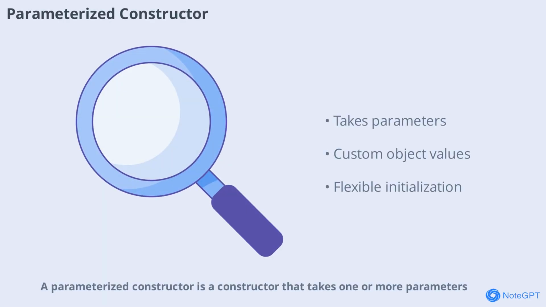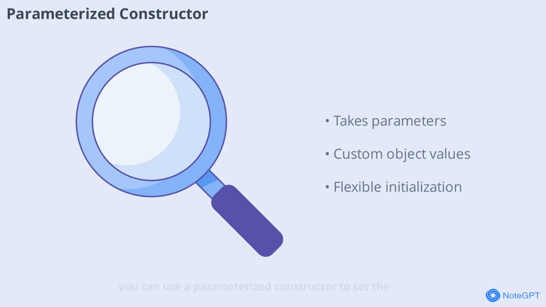Parameterized constructor is a constructor that takes one or more parameters. This allows you to create objects with specific initial values. For example, if you have a rectangle class, you can use a parameterized constructor to set the length and breadth when creating a new rectangle object. This gives you flexibility to create objects with different properties, rather than relying on default values.